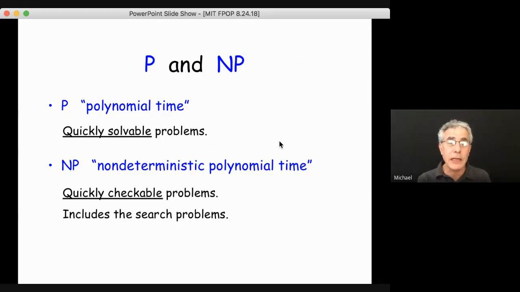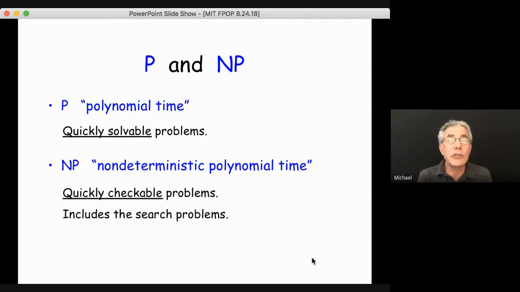Now, the NP problems on the bottom half of the slide are the problems where you can quickly check the answer. Not necessarily quickly solve the problem, but if somebody gives you the answer, like someone gives you the factors, which might be hard to find, you can quickly check that they work just by multiplying them together and seeing if you get the number you're trying to factor. So the NP problems are the problems where you can quickly check the answer, even though you may not be able to find the answer quickly.